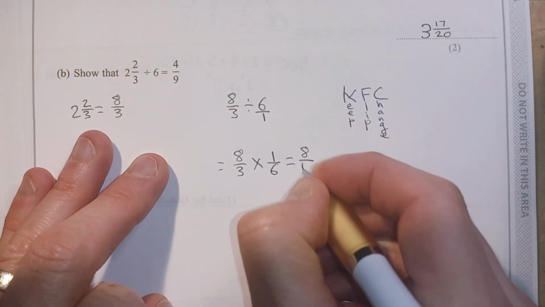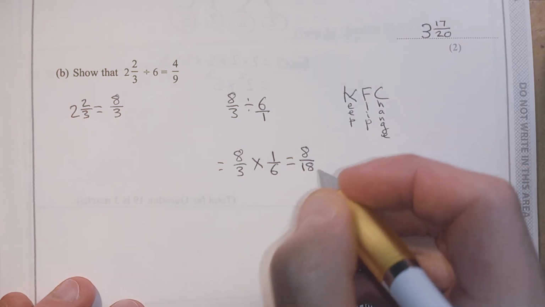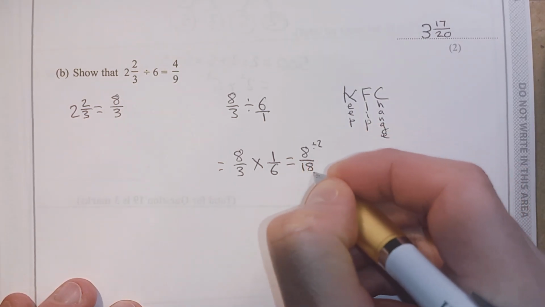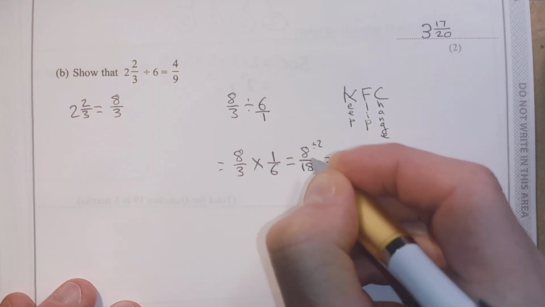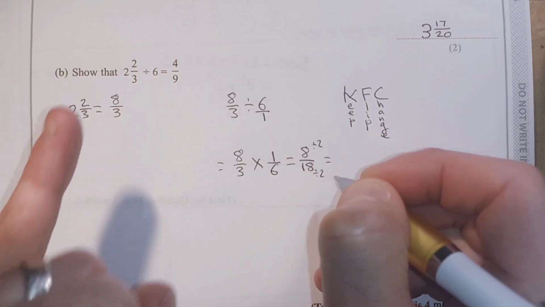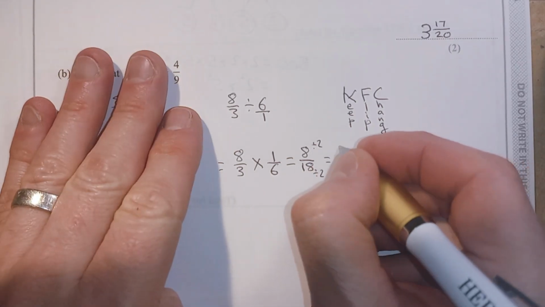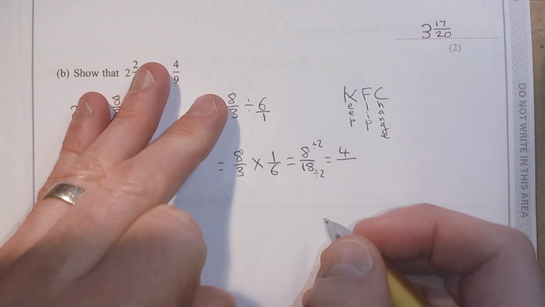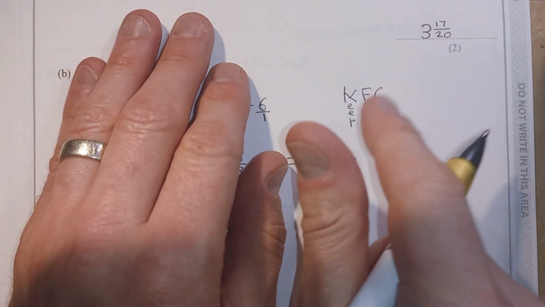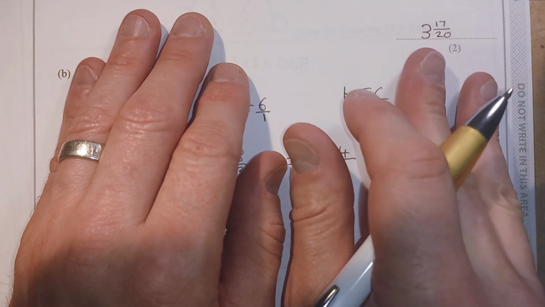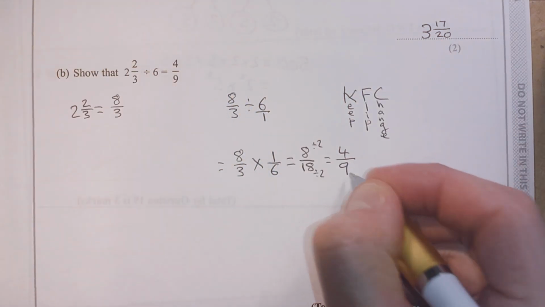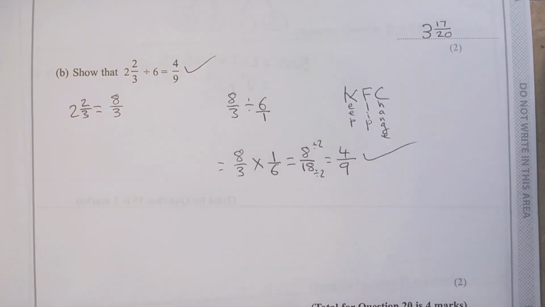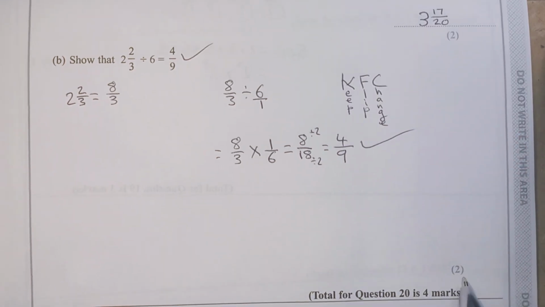So we've got 8/18. Now these are both even numbers, so we can divide top and bottom by 2. 8 divided by 2, 2, 4, 6, 8 is 4. And 18 divided by 2, 2, 4, 6, 8, 10, 12, 14, 16, 18. That's 9 times. So we get 4/9, which is what they've asked. And that was for 2 marks.